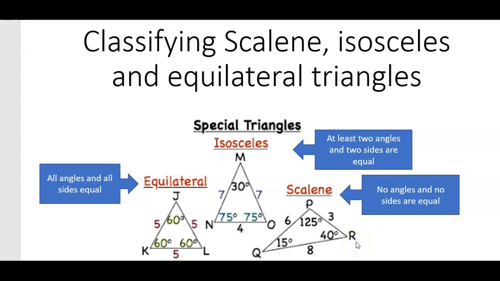And in the scalene triangle, none of the angles and none of the sides are equal. So you can see 15, 125, and 40 are the angle measures, and the side lengths are 6, 3, and 8. So let's go ahead and practice identifying triangles.